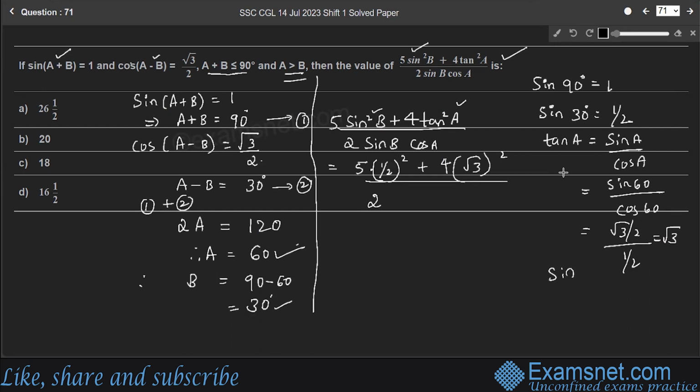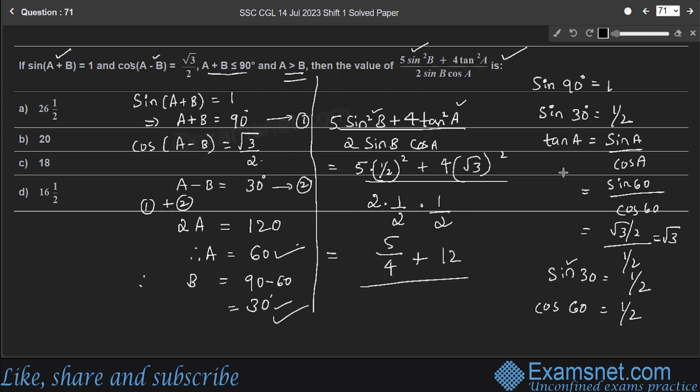What is B? B is 30 degrees, so sine 30. What is the value of sine 30? It is 1 by 2. Therefore, the denominator is 2 into sine B into cos A. Cosine of angle A, which is 60 degrees, is always 1 by 2. Cos 60 and sine 30 are the same. So into 1 by 2. Therefore, we can write 5 by 4 plus 4 into root 3 the whole square, which is 4 into 3, which is 12, divided by 1 by 2.